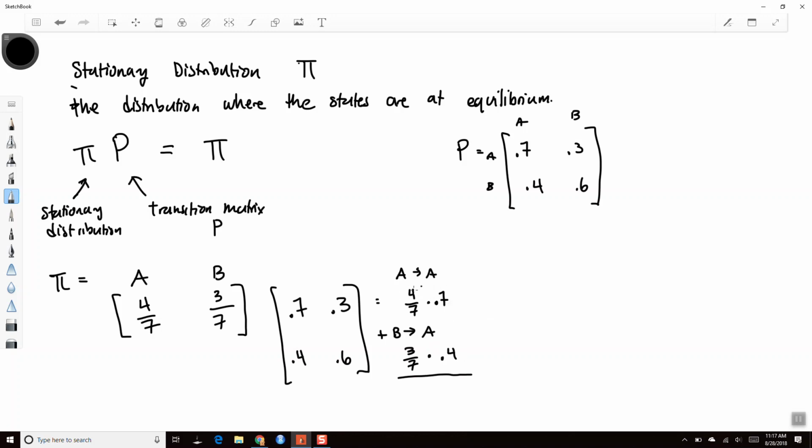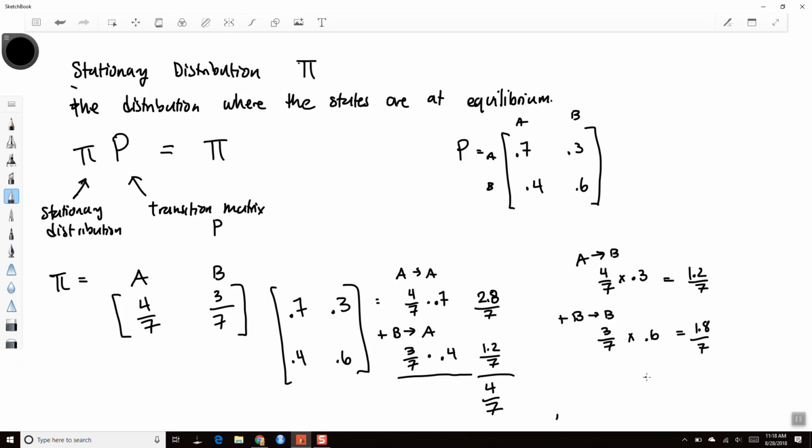Okay, so I get 4/7 times 0.7, what's that? 2.8 over 7, and over here I get 1.2 over 7, for a total of 4/7. Okay, and then here we got A to B, which is 4/7 times 0.3, and B to B, 3/7 times 0.6.